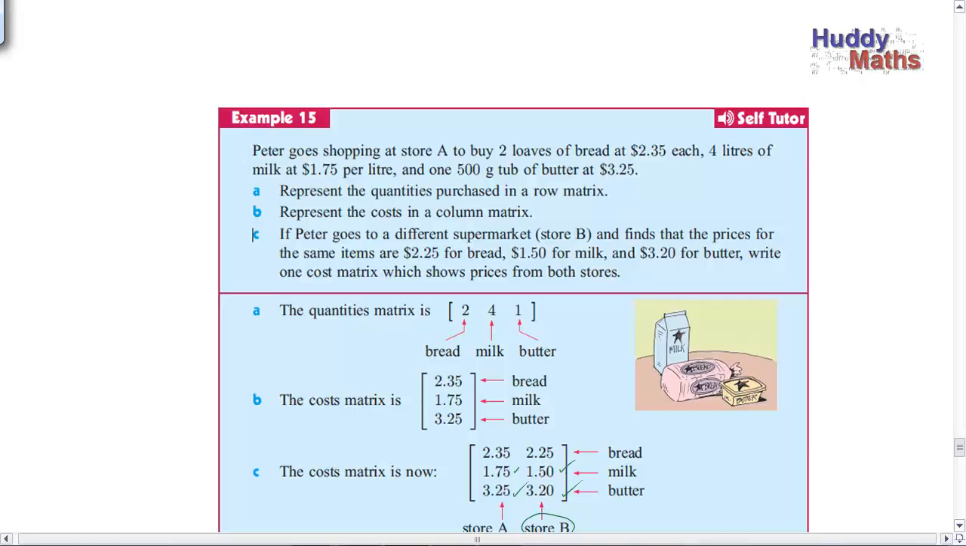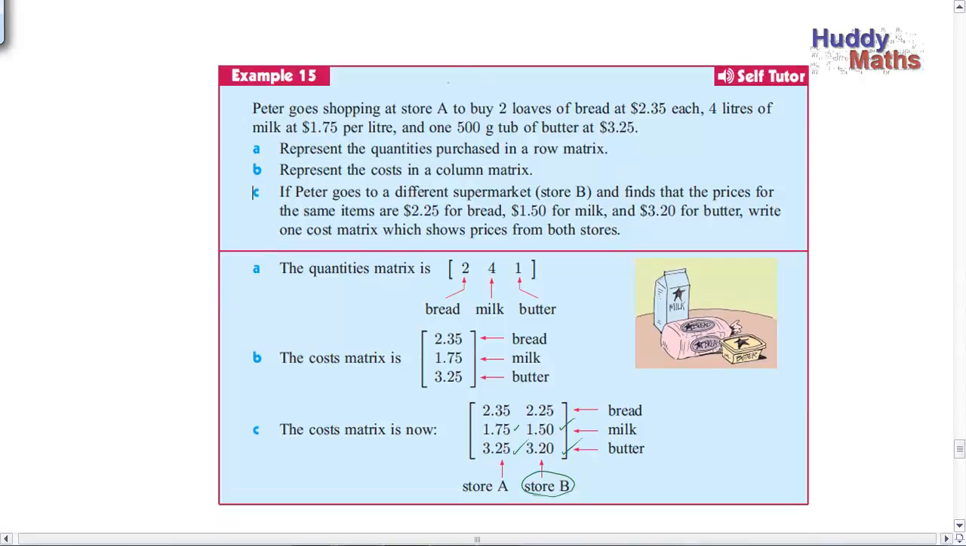Here's one here. Peter goes shopping at store A to buy 2 loaves of bread at $2.35 each, 4 litres of milk at $1.75, 1 500 gram tub of butter at $3.25. Write a row matrix for the quantities: bread, milk, butter. Represent the costs in a column matrix. Keep in the same order: bread, milk, butter.